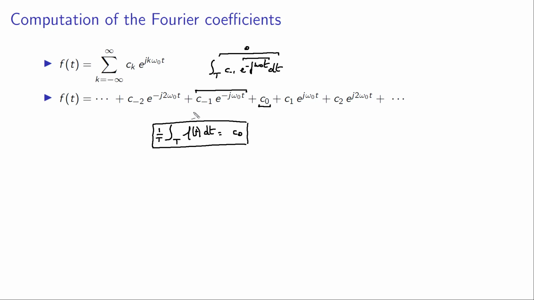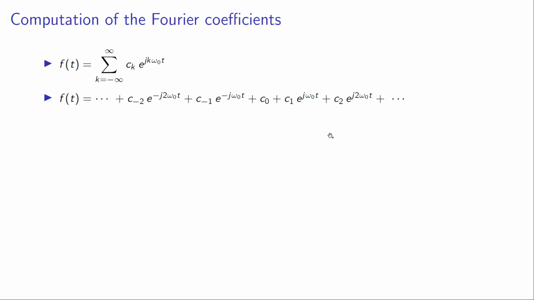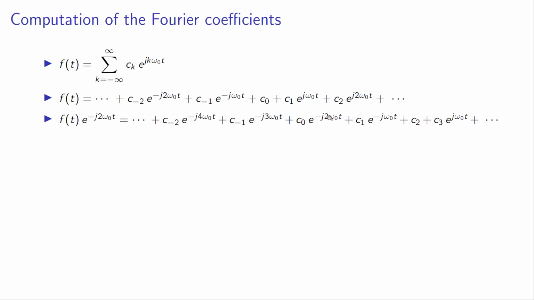We'll use a very similar idea to compute the other Fourier coefficients. So imagine we want to compute C2 over here. What we'll do to have C2 appearing in this sum without an exponential is multiply the whole expression by the exponential of minus j2 omega 0 t. And in this way, C2 will appear alone. If we do this, indeed, this is what we obtain. C2 appears here without an exponential.